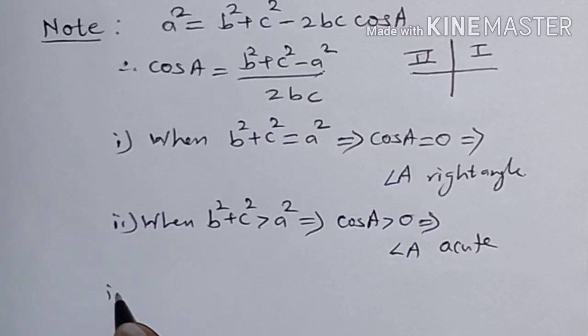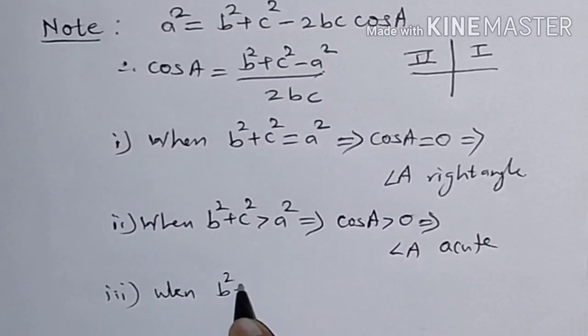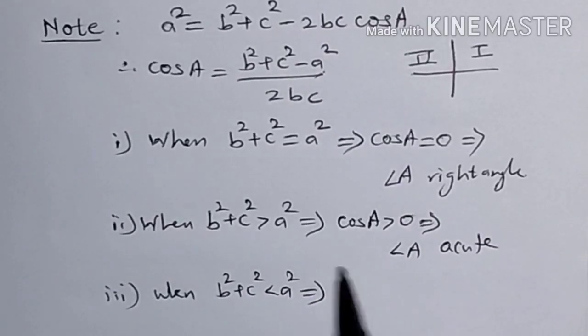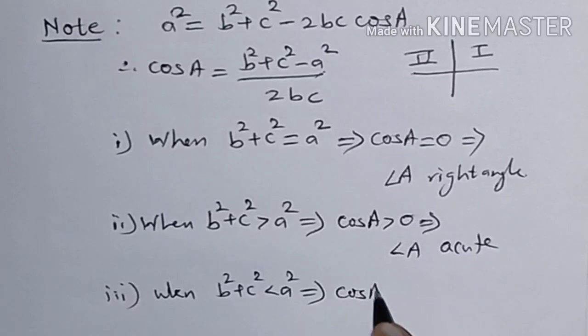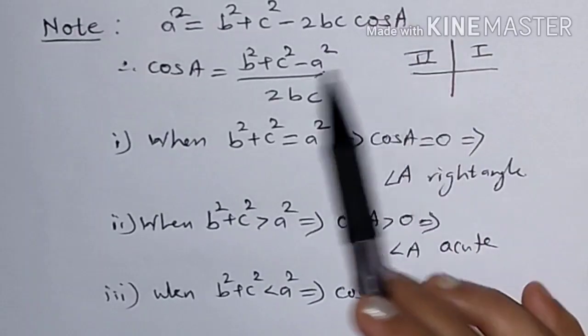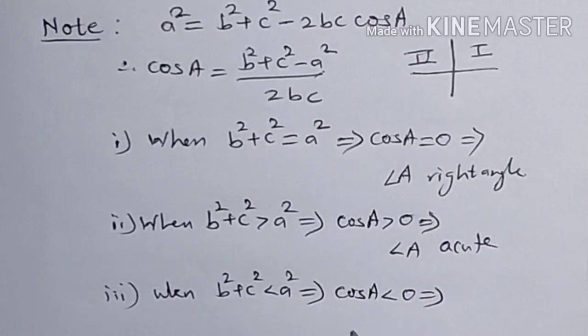And the third possibility, when b square plus c square is less than a square, then this ratio is negative, that means cos A is negative. So angle A has to be in the second quadrant. That means angle A is obtuse.